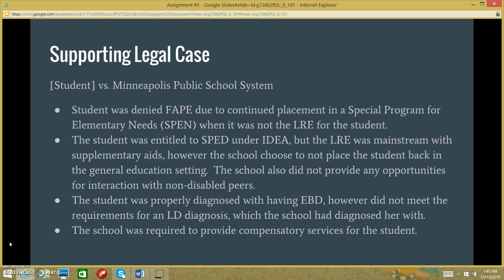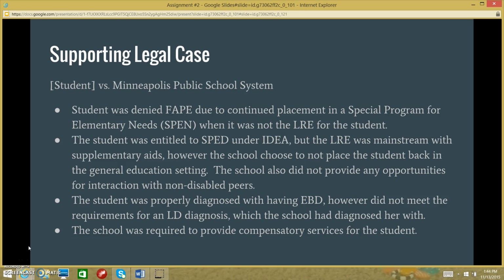The student then was re-evaluated and was properly diagnosed with continuing to have EBD. However, did not meet the requirement for an LD diagnosis. The school district's IEP team decided to have the student remain in the SPEN program, although her education could have continued in mainstream with supplemental services. However, the parents did not agree with the school's decision and decided to pursue legal action.